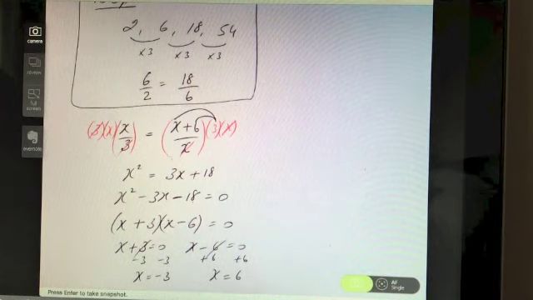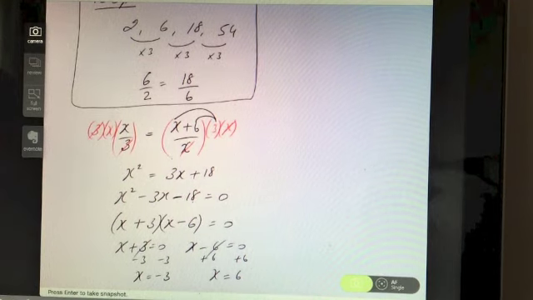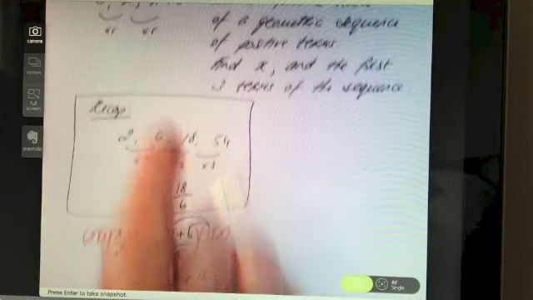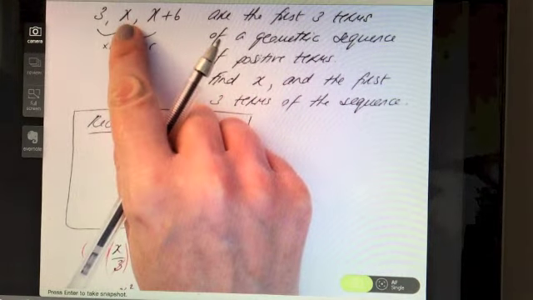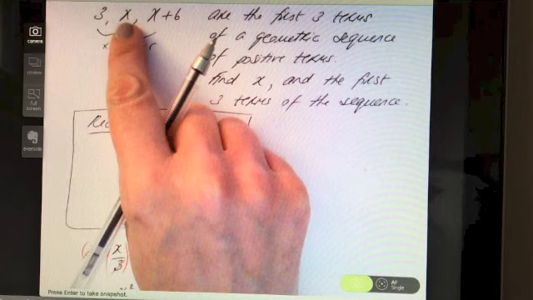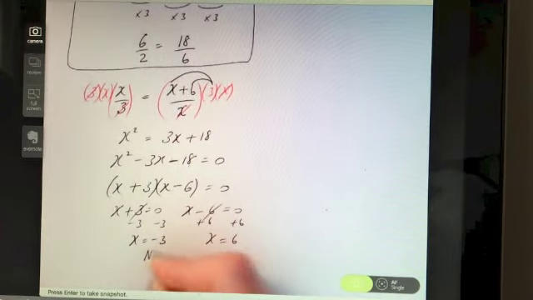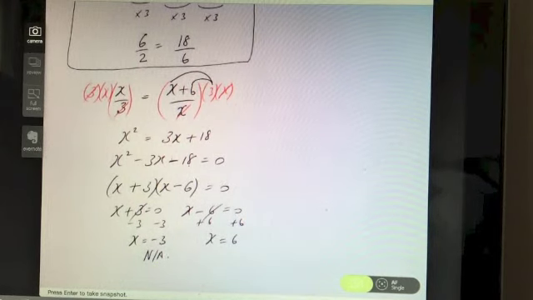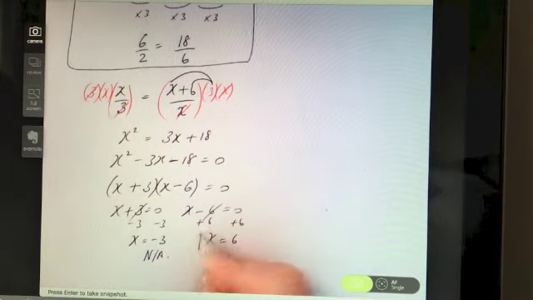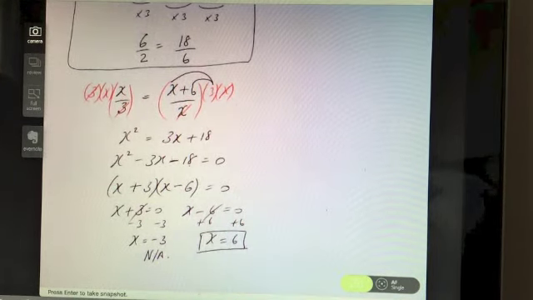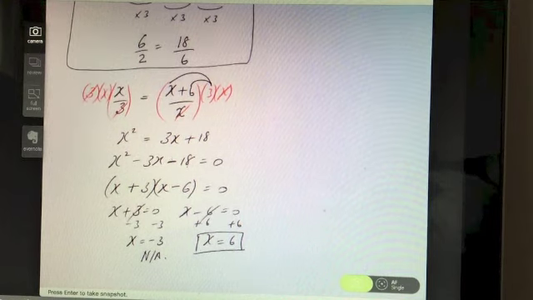Since it said in the question that it was a geometric sequence of positive terms, I know then I can't have this minus 3, because that x on its own is the second term. That would imply that second term is minus 3. So I can't have that. It's got to be positive, so I can disregard that particular solution and know that I just need to take that one there. X is equal to 6. So there's the first answer.